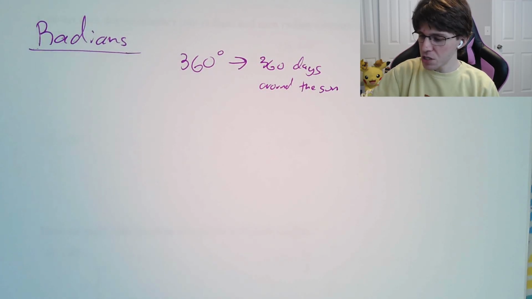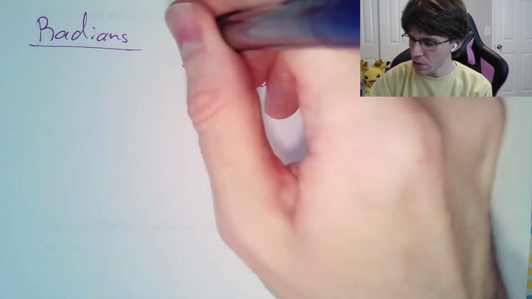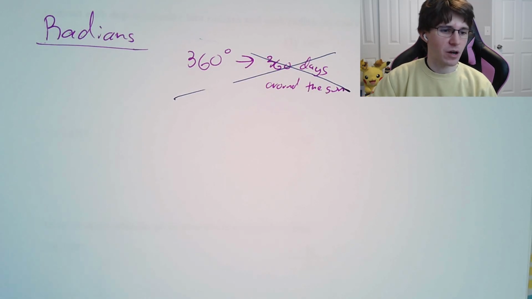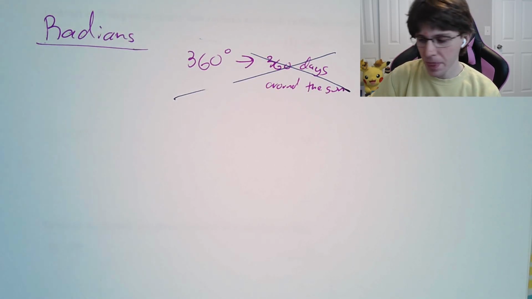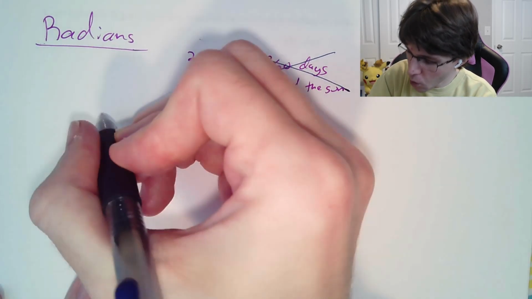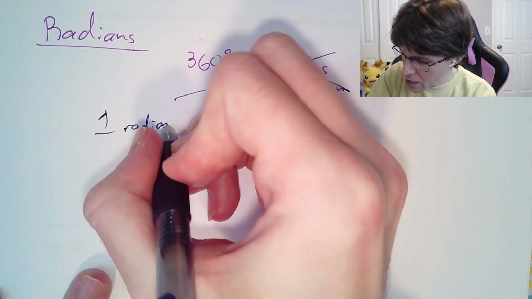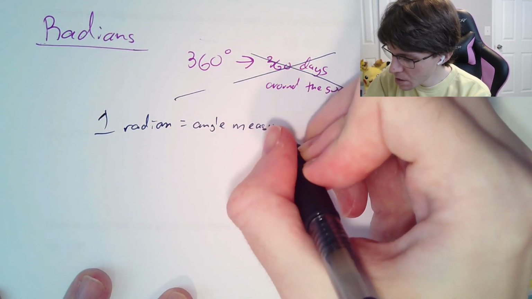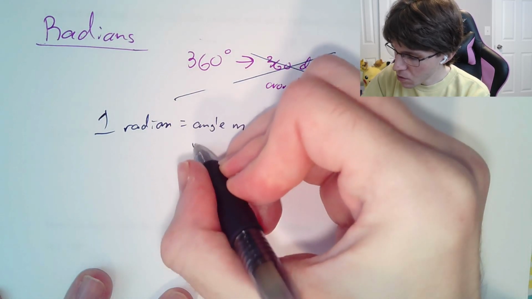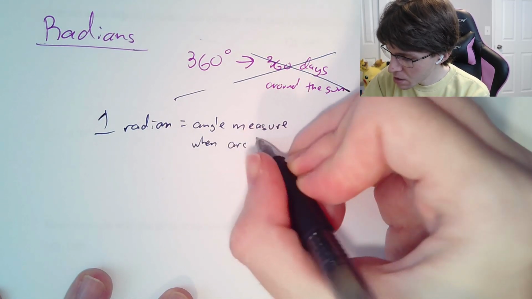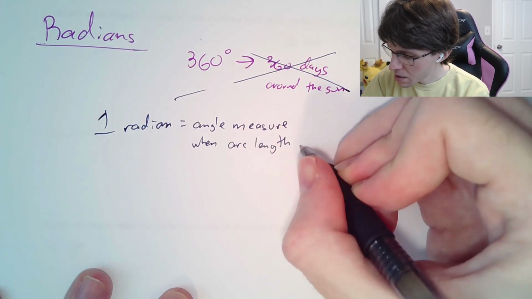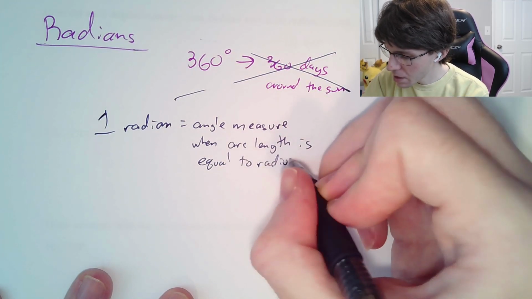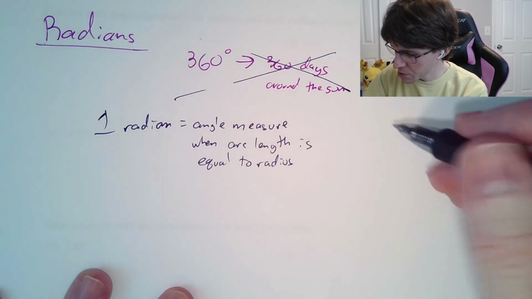So instead, we kind of just delete degrees entirely, and we say, nope, we don't agree with degrees at all. And instead, we're going to jump into a different definition where we start off by defining a radian. Now, a radian, what it is, we define 1 radian to be the angle measure when arc length is equal to the radius. Now, I am not going to be able to draw this perfectly, but I'll do my best.